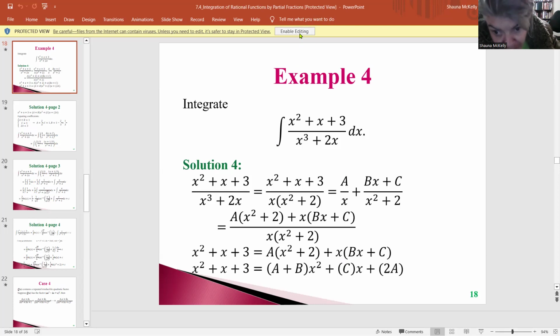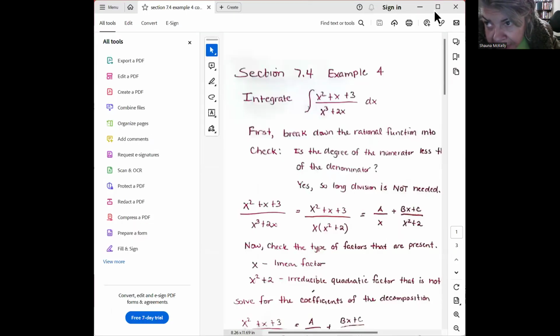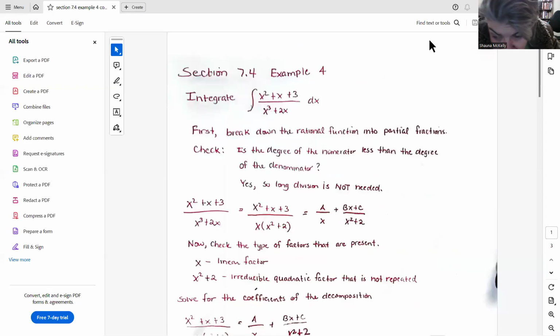But let me bring up this share here, and let me expand it so that it's fully on screen. There we go.